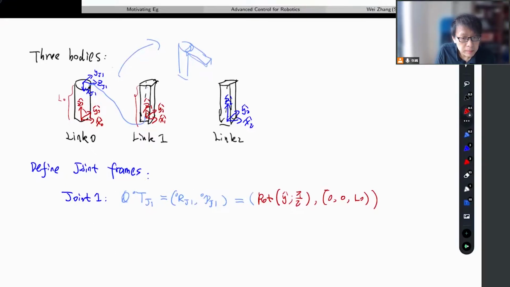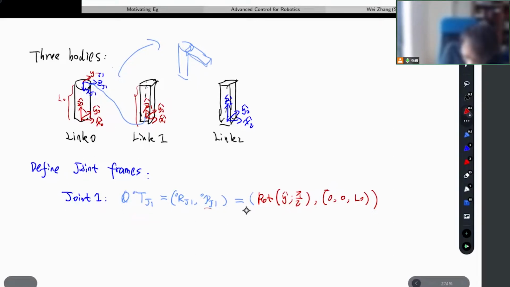Sorry, I'm still kind of confused. This is my Y joint 1 hat. What I mean is that this joint 1 frame is obtained by rotating the link 0 frame about this y0 axis by half pi, right? You do this by half pi, then the Z direction will point to the right, right? And the X direction will point downward now. Okay, I hope that's okay.